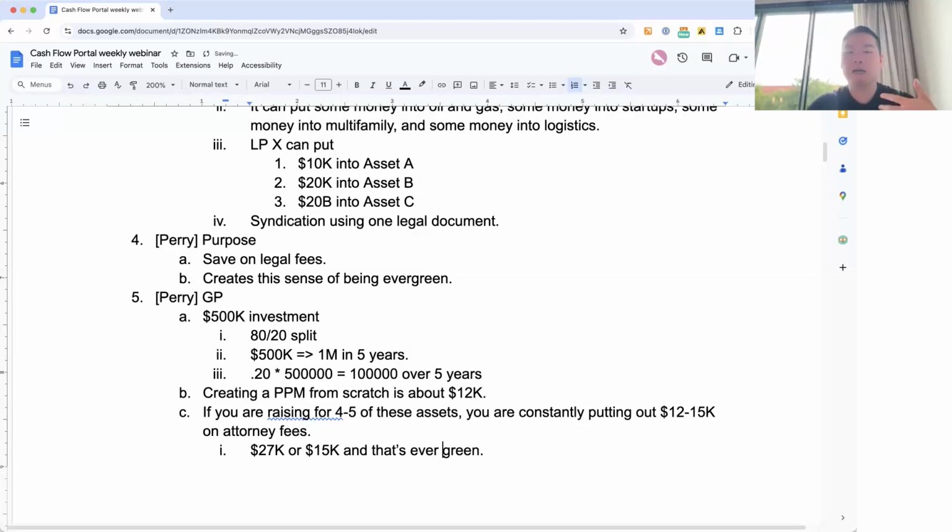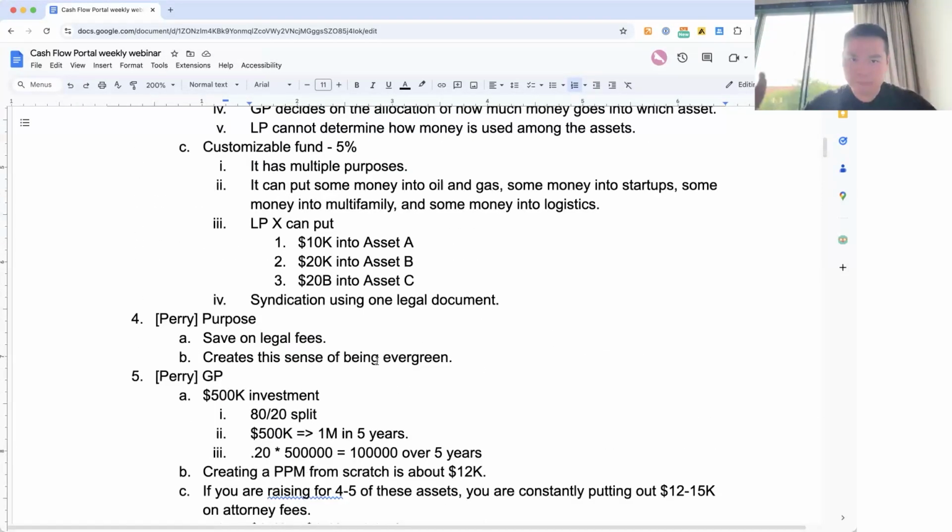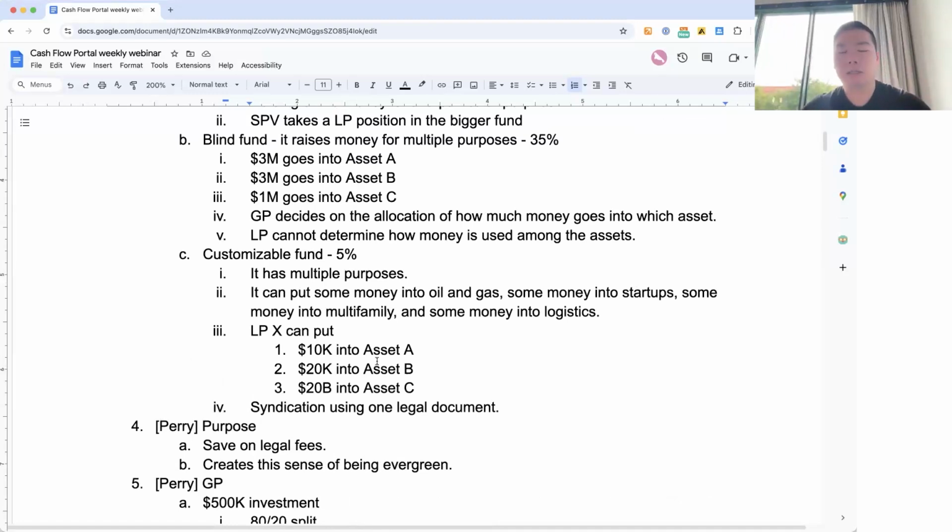Basically, you don't have to raise money. You don't have to keep asking the attorney to create those PPMs. That was the essence of customizable funds. Then they make all the legal work and so on.